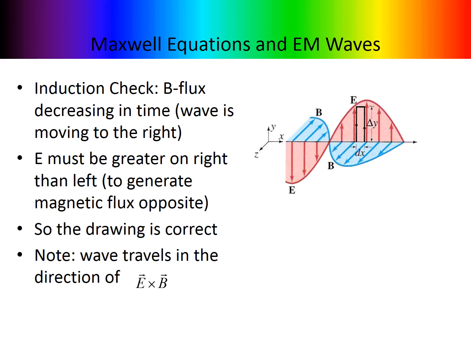And so the direction of travel is to the right, and that means that E cross B will give us the direction of the wave's travel. So if we put our fingers in the direction of E, wave them toward B, our thumb gives us the direction of travel, which is to the right.